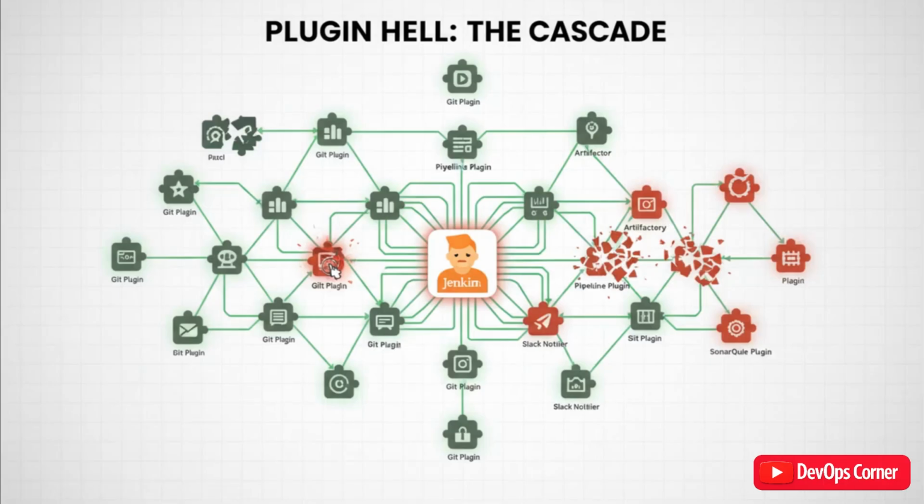Here's a classic real-world scenario that you will absolutely hit, I promise. You'll see that little notification in the UI to update a plugin, you'll click Update thinking you're being a good administrator, and then suddenly, half of your pipelines start failing with the most cryptic errors. You have just entered plugin hell. And you might spend the rest of your day figuring out that the new version of the Git plugin is incompatible with an older credentials plugin that everything else relies on. Managing this vast plugin ecosystem is a huge part of being a Jenkins administrator.